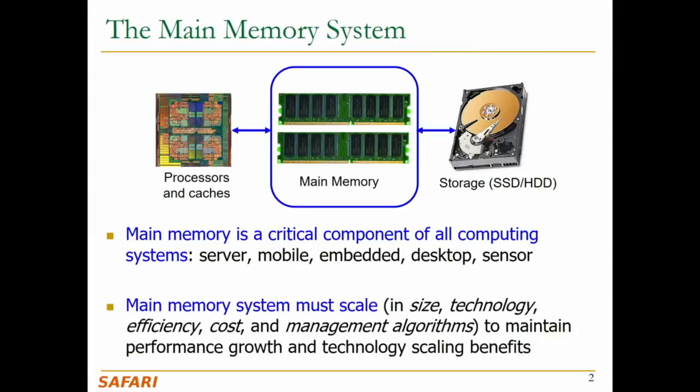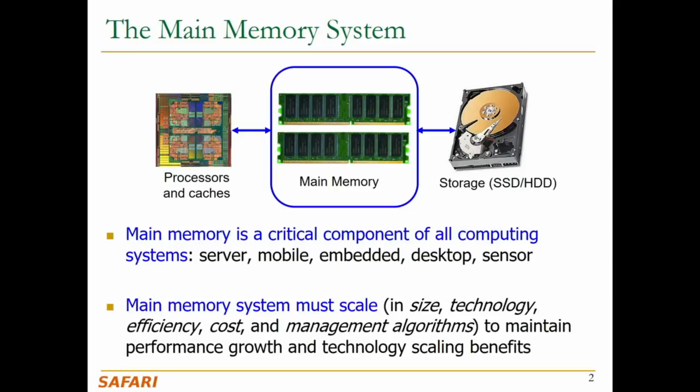Okay. So before I go into Rowhammer, basically we're going to talk about the main memory system. And it's a critical component of all systems that we design today. Whatever you're designing, you've got to have some working storage. And this system must scale in many dimensions in terms of size, technology, efficiency, cost, algorithms we use to manage it, et cetera, to maintain the performance growth and the scaling benefits that we've been used to so far.